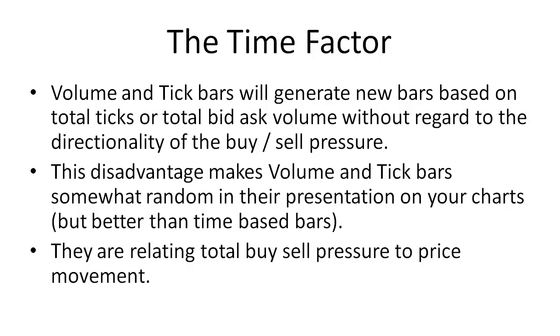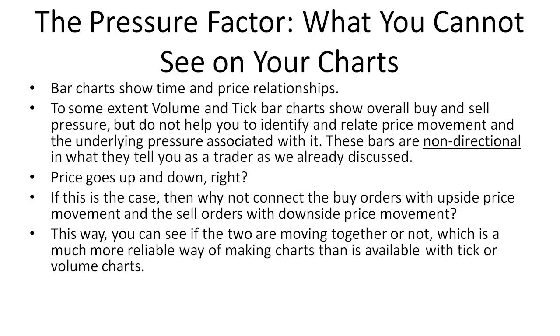Now, the volume and tick bars will generate new bars based on total ticks or total bid-ask volume, as we've discussed, without regard to the directionality of the buy or sell pressure. And that's why you get that random chunk in that magenta area that we just looked at. This disadvantage makes volume and tick bars somewhat random in their presentation on your charts. And they are relating total buy-sell pressure to price movement, which may or may not be directional. The pressure factor, what you cannot see on your charts. And remember, we said there's two things you can see on your charts, the x-axis and the y-axis, time-price relationships.